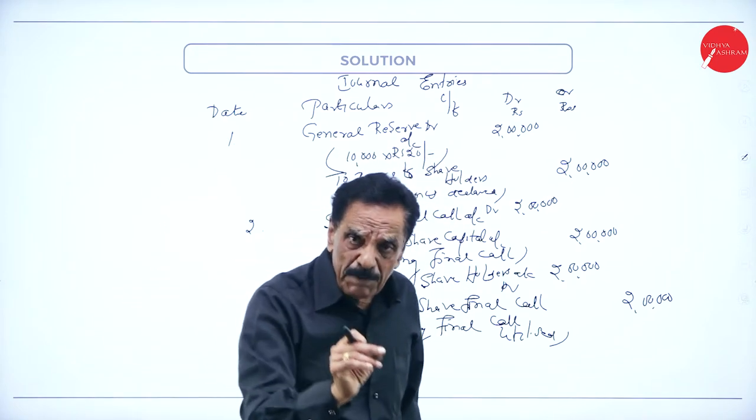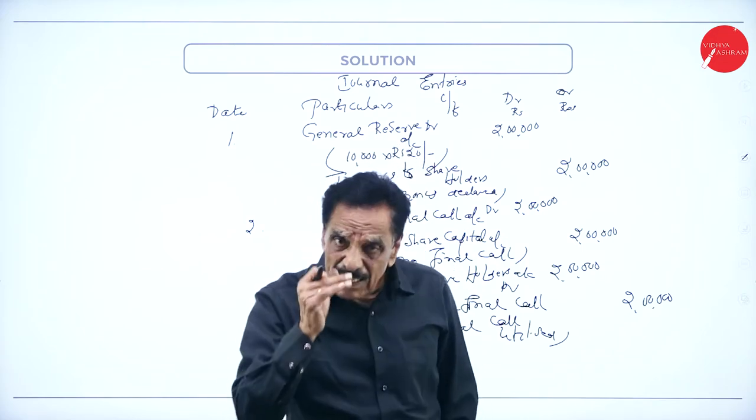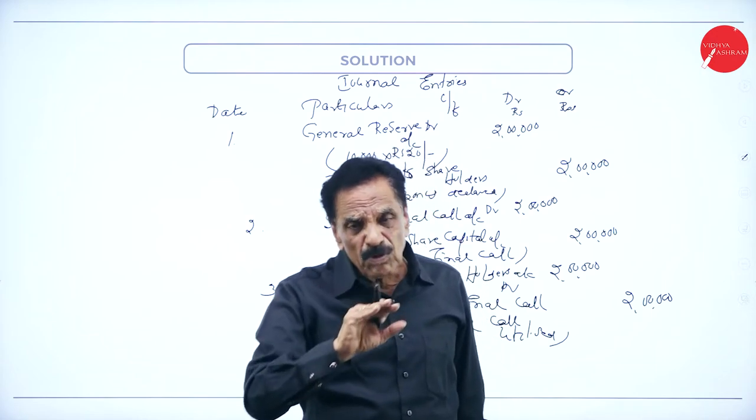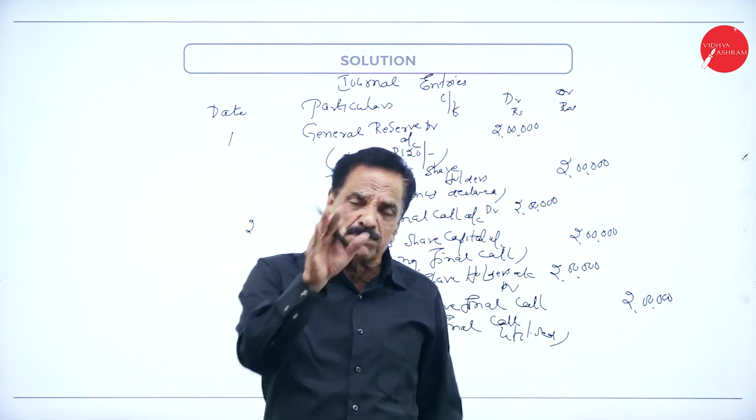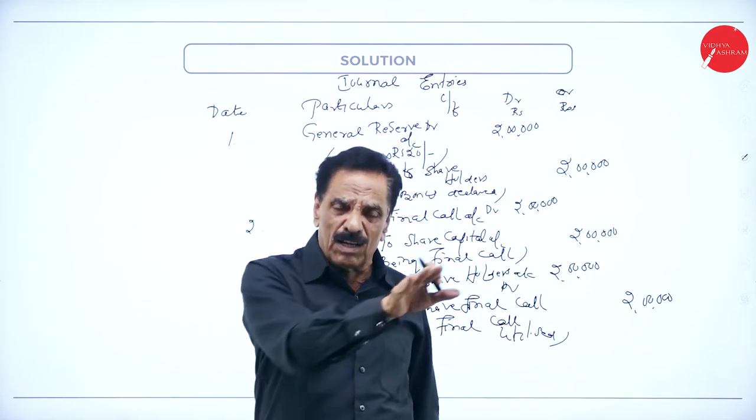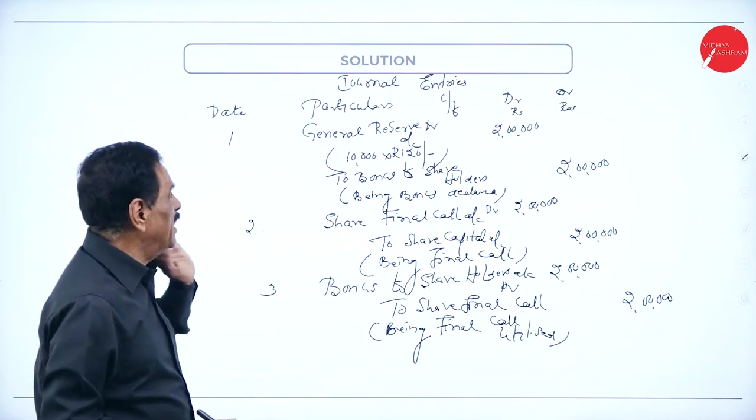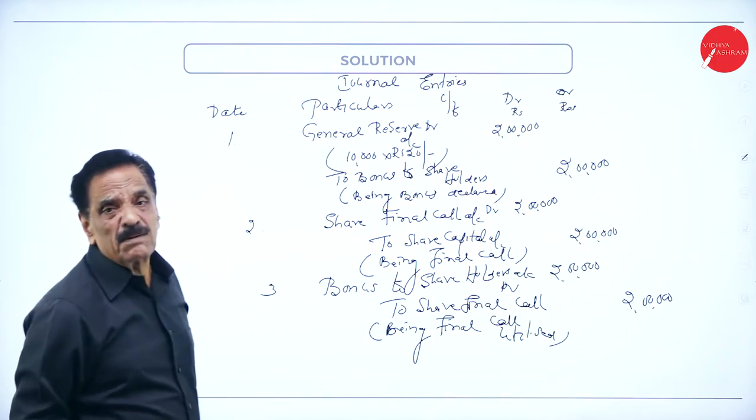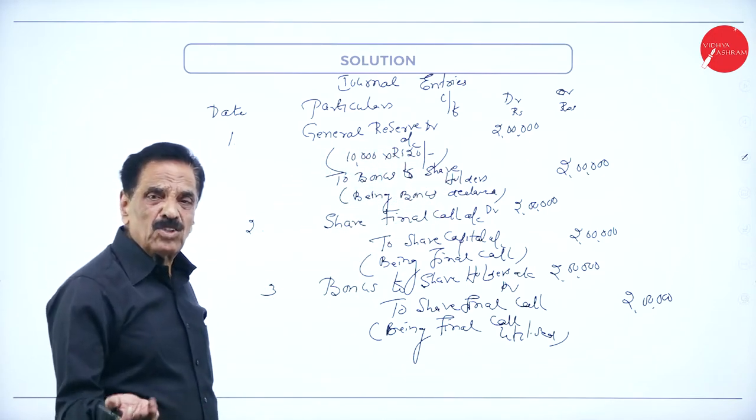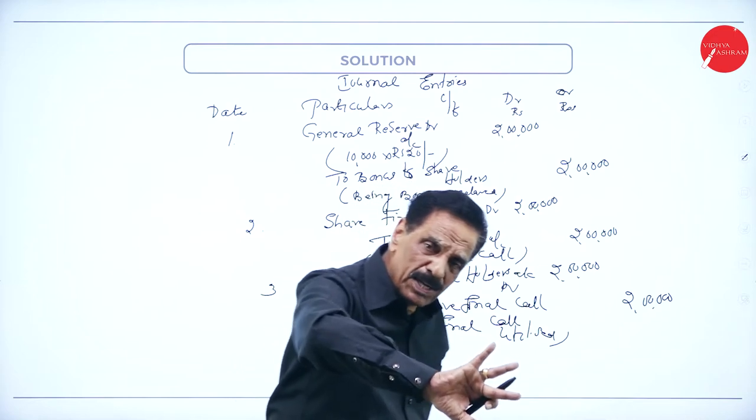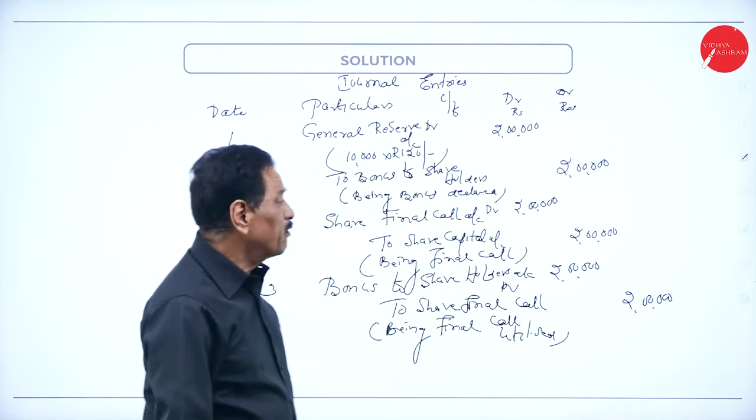Entry: security premium account debit, CRR account debit, general reserve account debit, to bonus to shareholder account. How is it paid? In the form of equity share capital. Bonus to shareholder account debit to equity share capital account. Very, very easy. You can utilize general reserve or profit and loss account. If they utilize P&L account, P&L account debit to bonus to shareholder. So partly paid share will be made fully paid share. Hope you followed. Very easy.